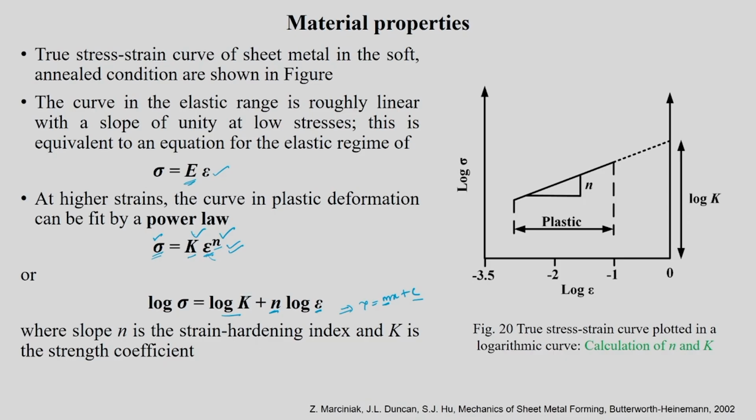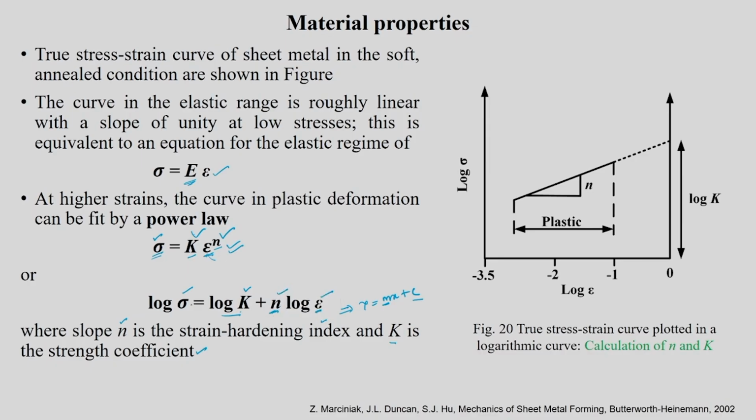This K and n have specific names, and we are going to use this equation predominantly throughout the course, so one should remember this. Here n is called the strain hardening index, sometimes called the strain hardening exponent, and K is called the strength coefficient. Again sigma is true stress, epsilon is true strain.